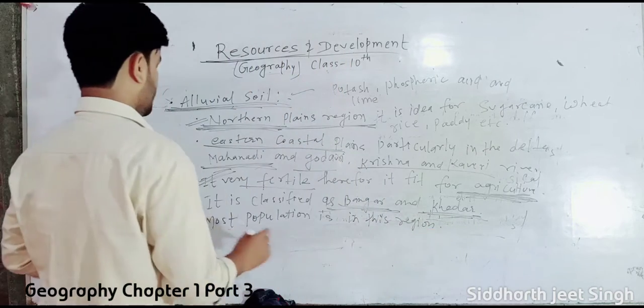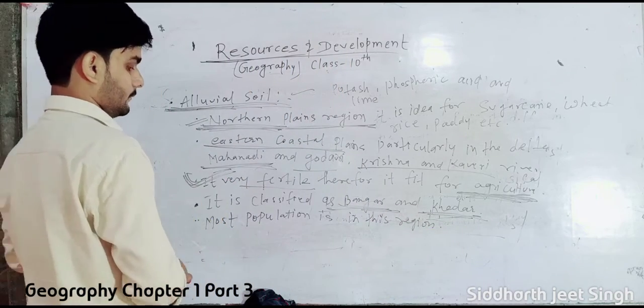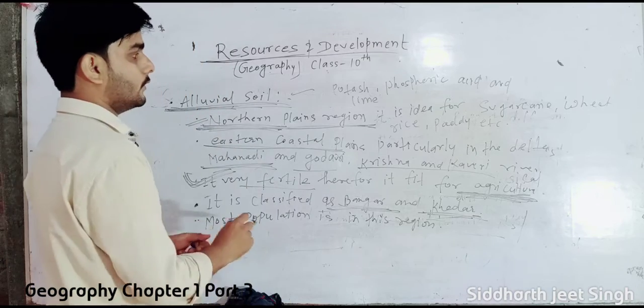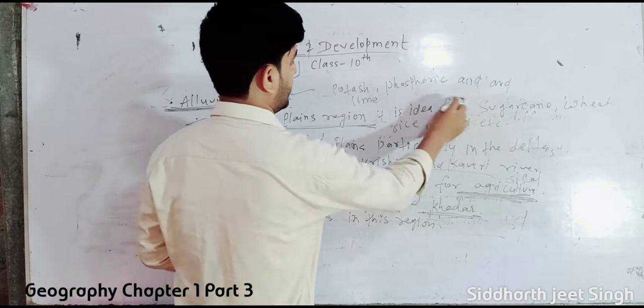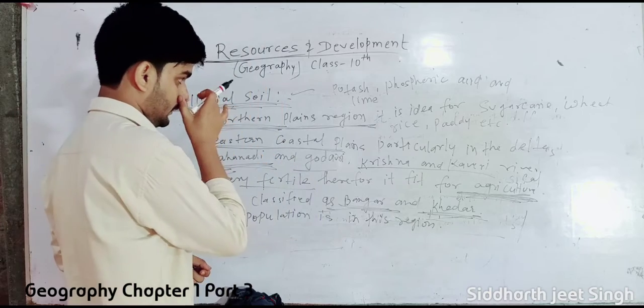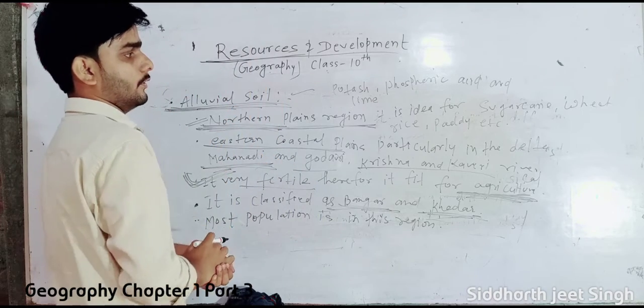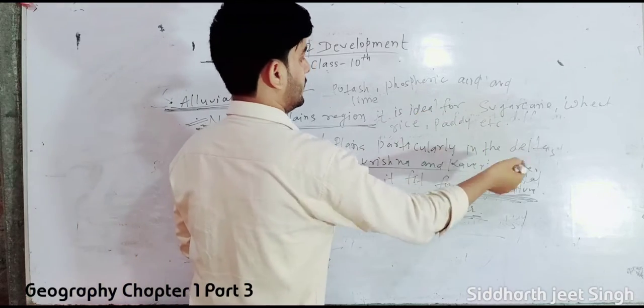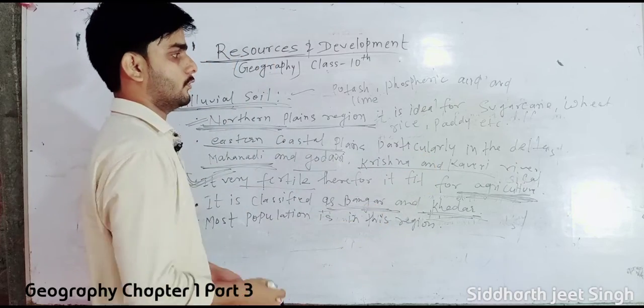Now we see that potash, phosphoric acid and lime are contained in this soil, and it is ideal for sugarcane, wheat, rice, paddy and some cereals also.